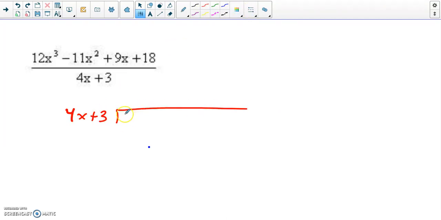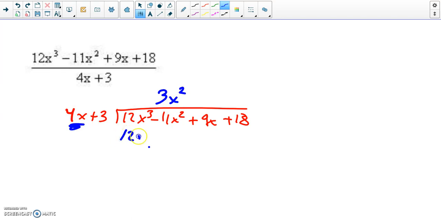goes into 12x cubed minus 11x squared plus 9x plus 18. Okay? So again, we're going to focus not on this whole thing, but just on this first term and ask, what do you multiply this by to get 12x cubed? And the answer is, well, you multiply 4 by 3, and I'm going to write it over here. You multiply 4 by 3, but then to get the x to an x cubed, you multiply it by 3x squared. Okay, so then we're going to do 4x times 3x squared to get 12x cubed.